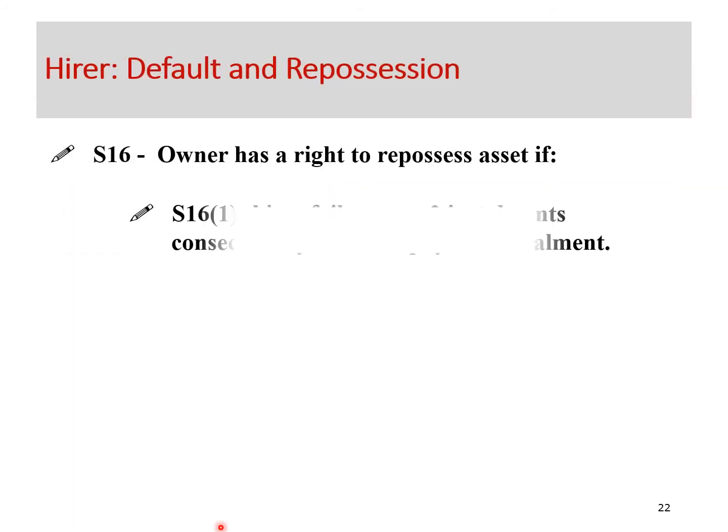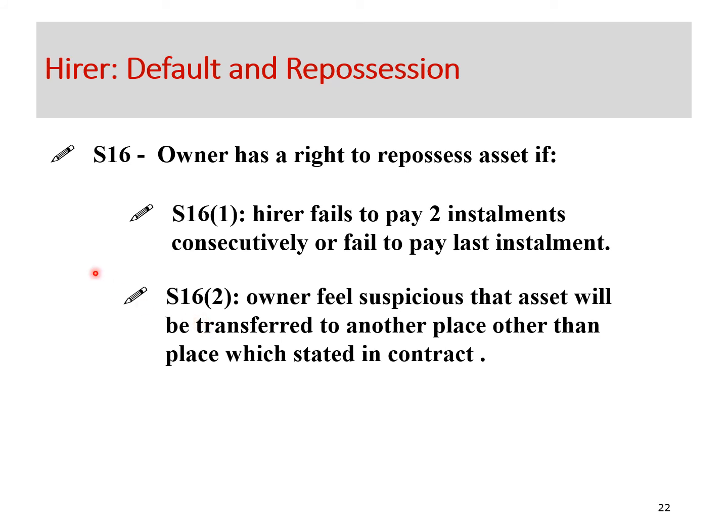The Act actually says that the owner has a right to repossess the assets if the hirer fails to pay 2 installments consecutively or fails to pay the last installment, or if the owner feels suspicious that the assets will be transferred to a place other than the place stated in the contract. What this is trying to tell you is that if one day you buy a car and you cannot pay the installment for 2 consecutive months, the bank as the owner has the right to repossess the car that you have bought.